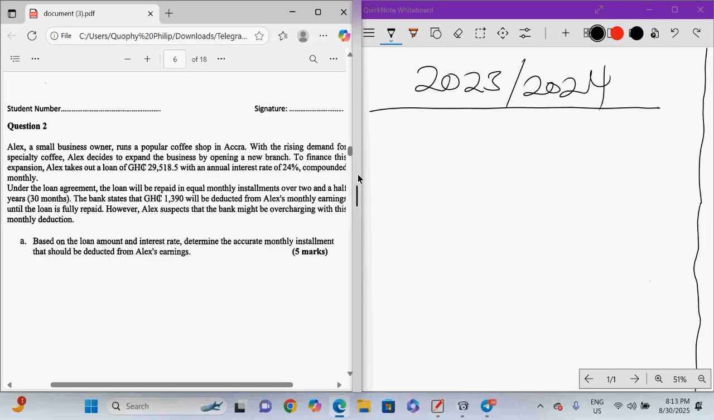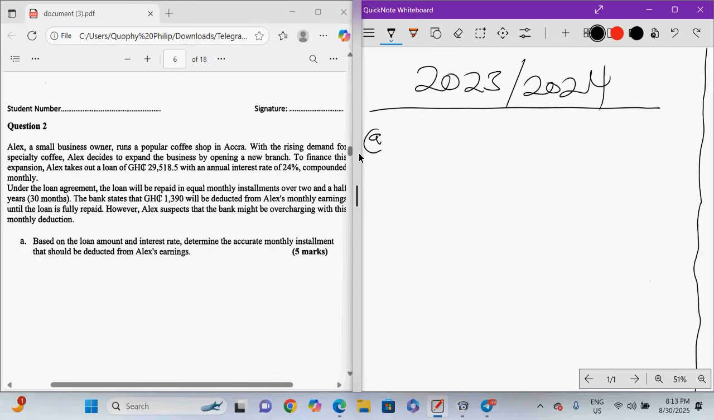Now the equal payment, the question that we ask ourselves is whether it is equal payment for a future value or equal payment for a present value. So from the question, is it a present value or a future value? A present value, because we take the loan in the present term, right? So Alex takes out a loan of 29,000 with an annual rate of 24%. So this amount is the present value. We are going to take the loan today.